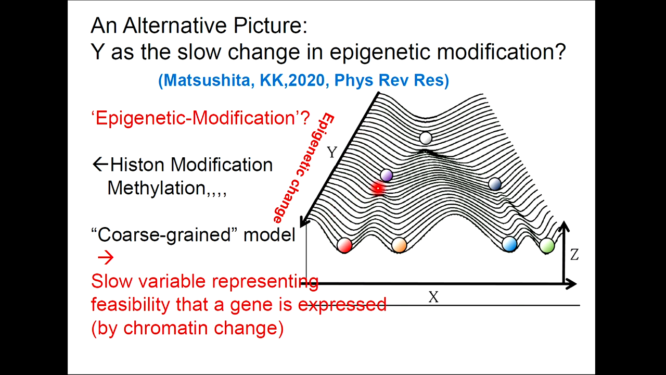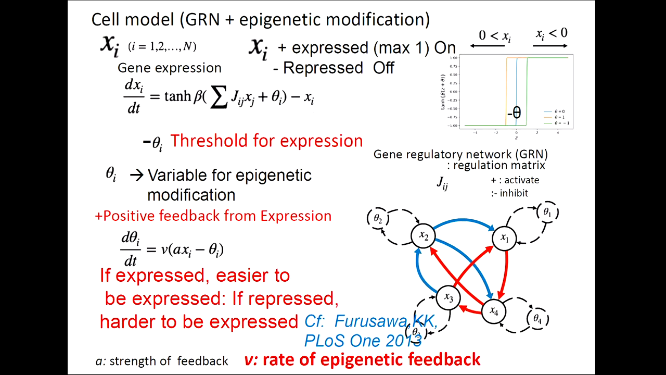So for a given theta, this is the dynamical system here, and this is the dynamical system here. With this slow change, the dynamical system changes, because if you change this value, then you may have more attractors or fewer attractors or something like that. So that's another possibility. In this case, theta should be slowly changed in relationship with X. So we discussed this kind of model.